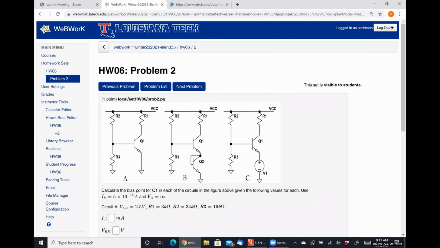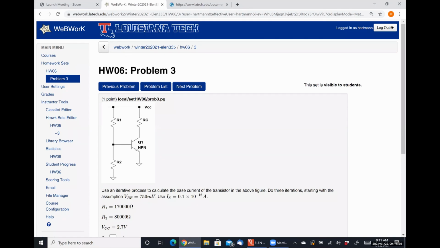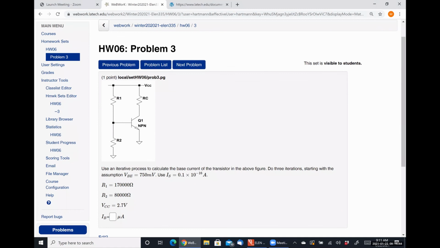For this guy here, it's similar to the degeneration problem, except that we have a fixed voltage drop over our emitter resistance, really. So we don't really care what it is because we know what the voltage drop is, which should allow us to back calculate things pretty easily. Let's see, problem 3. Use an iterative process to calculate the base current of the transistor, do 3 iterations with the starting assumption of VBE is this, so that should be fairly straightforward.